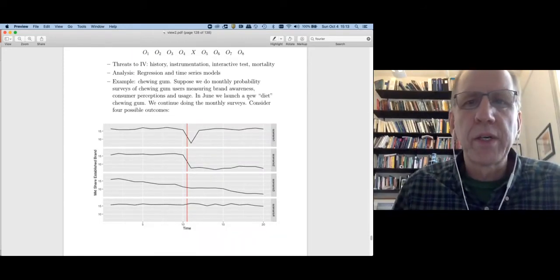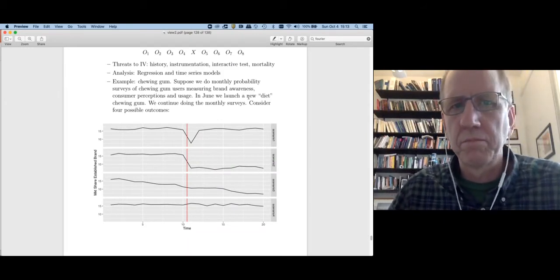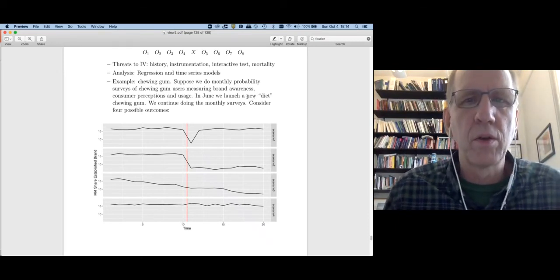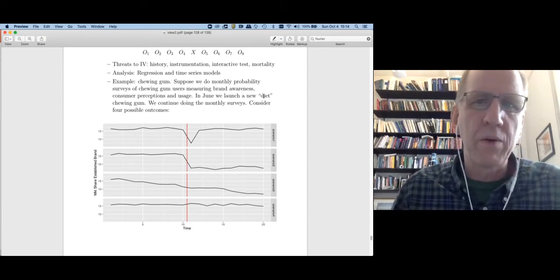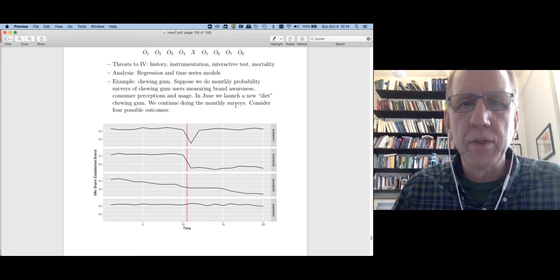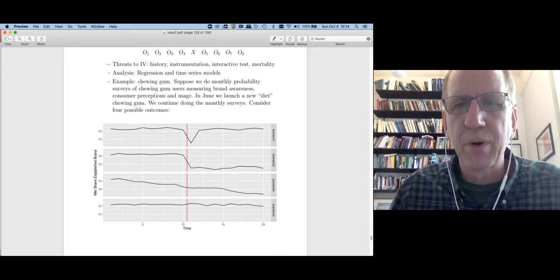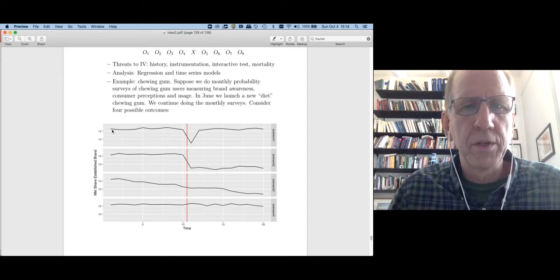I call this the chewing gum example. So let's say that we manufacture some chewing gum that's very popular, and at some point we decide to launch a brand extension that is a diet version of our existing chewing gum. So the question is, what happens to the market share of our established brand after we launch this diet brand? Here's a couple scenarios where here's what happens until we launch this new brand.